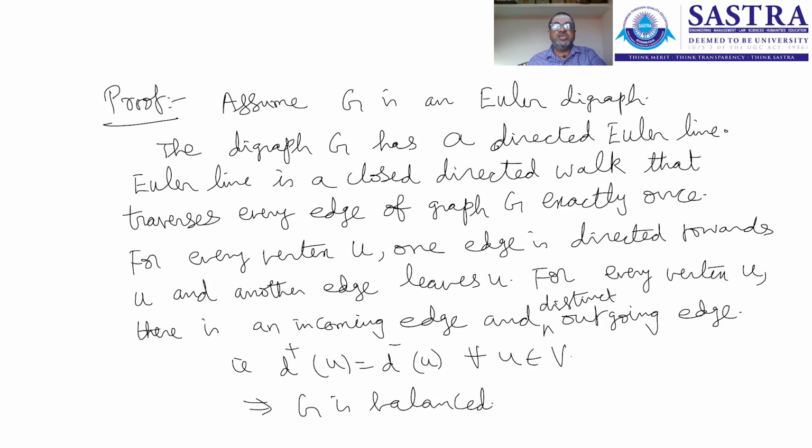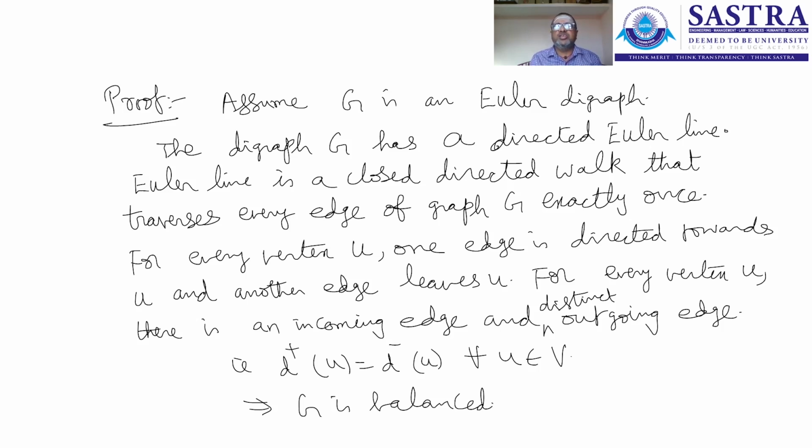The digraph G has a directed Euler line. Because it is a directed Eulerian line, it is obvious that it is connected, because you know that an Euler line has to pass through all the edges exactly once. So naturally it has to be connected. It has to be strongly connected. So the first part is true. That is, the graph G is connected.